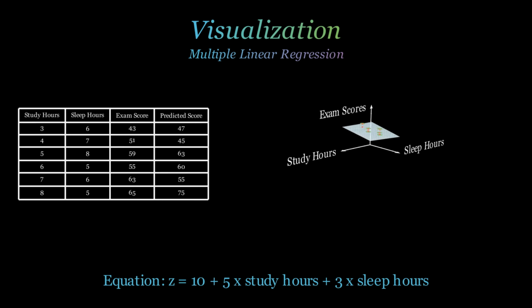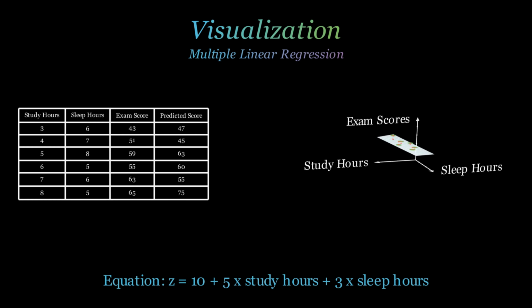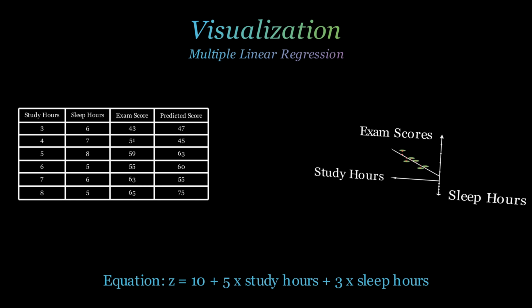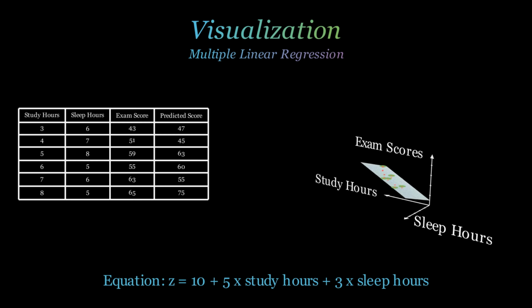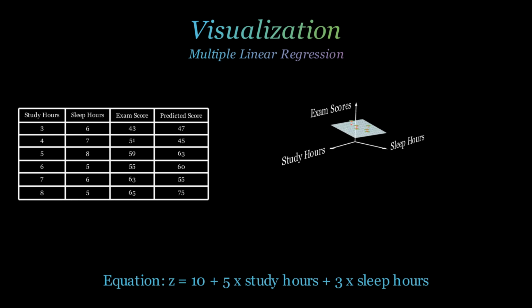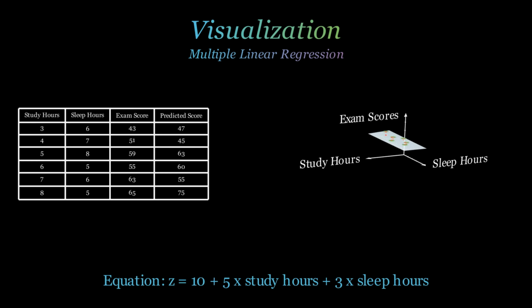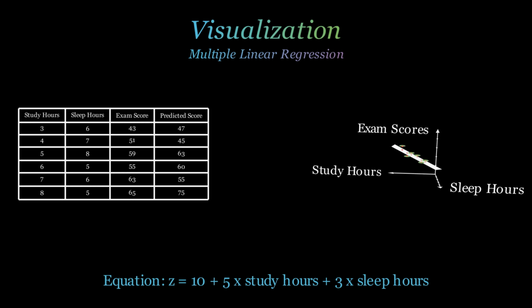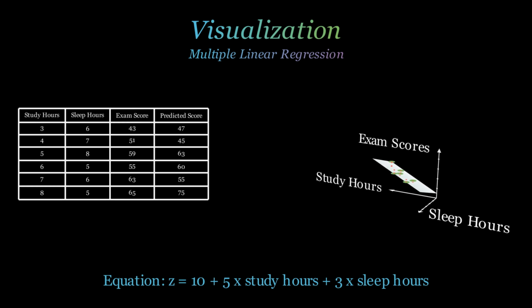And that's how multiple linear regression works in 3D. It helps us understand how study and sleep hours work together to predict scores. Residuals help us understand the prediction errors and improve the model's accuracy. This method is incredibly useful for identifying trends and making predictions when there are multiple factors involved. However, it works best when the relationship between the variables is linear and the assumptions of the model are met.